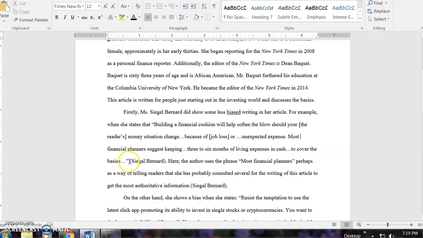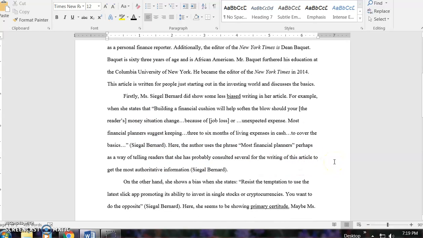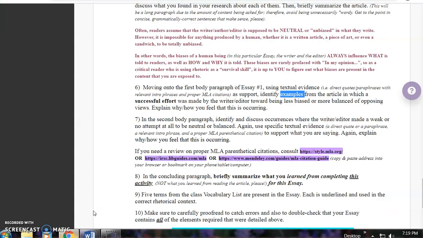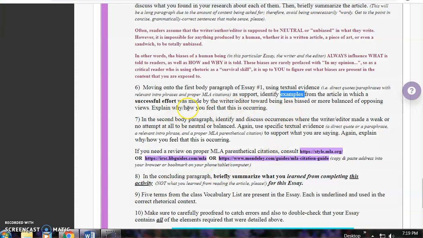Okay, and then you'll see here she ended the quote, and then you have Siegel-Bernard as the proper parenthetical citation. Now, you could have said Siegel-Bernard here. You didn't necessarily have to state it here, but I always like students to state it twice so that they know that something needs to go there. And there's no page number because this is an online article, and most online articles will not have a page number.